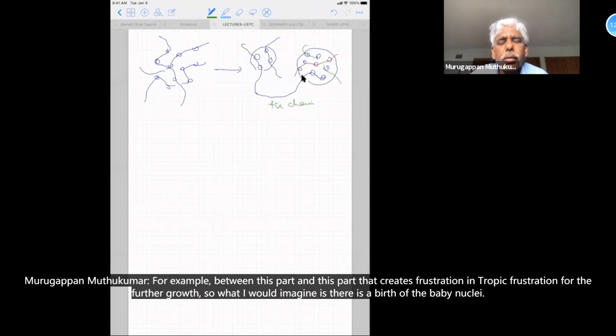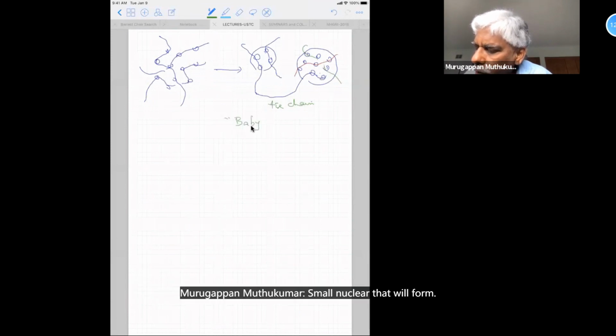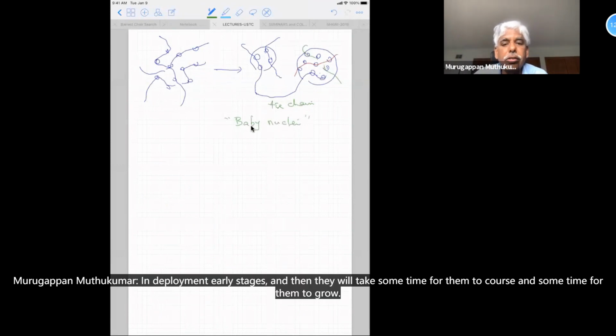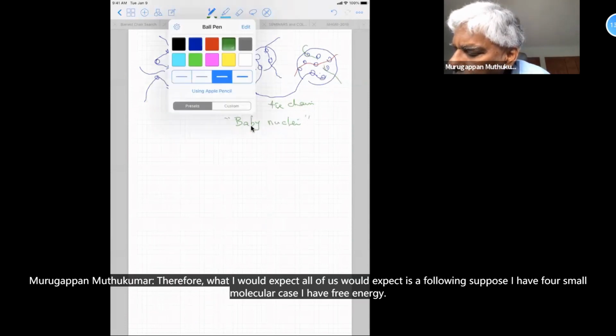So what I would imagine is there is a birth of baby nuclei, small nuclei that will form in the polymer case in early stages, and then it will take some time for them to coarsen and some time for them to grow. Therefore, what I would expect, all of us would expect, is the following.